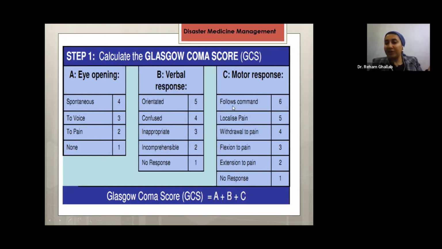If the patient follows our commands, like please raise your hand, please move your leg, to the right, to the left, we give 6. If the patient localizes pain, we give 5. Withdrawal from the pain, 4. Flexion to the pain, we give 3. Extension to the pain, we give 2. No response, we give 1.